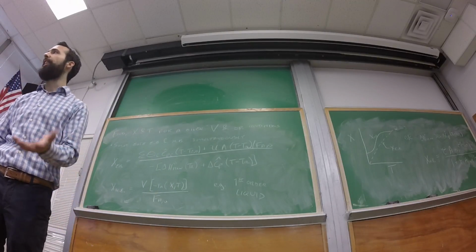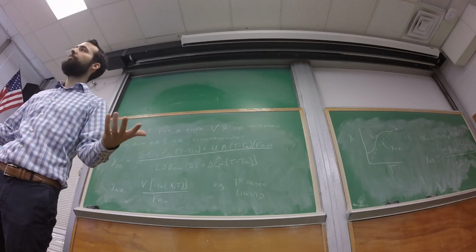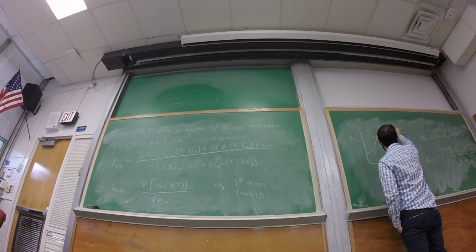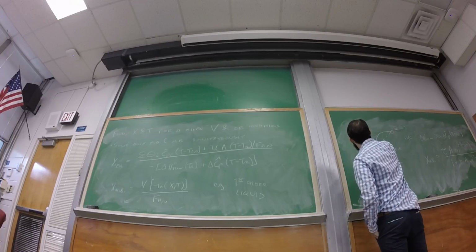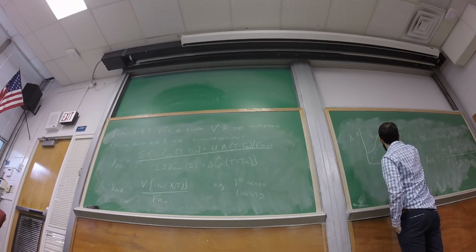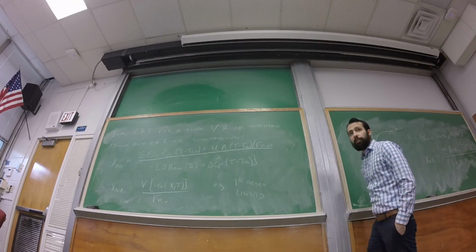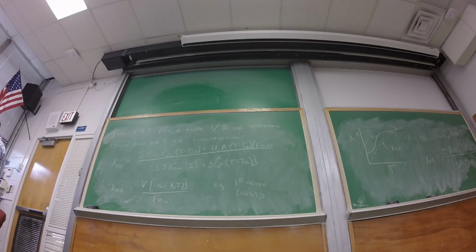One way to simultaneously solve two equations is to make a plot and see where they intersect. That's a solution. So this intersection point gives the x that I care about and the temperature that I care about. Any questions?